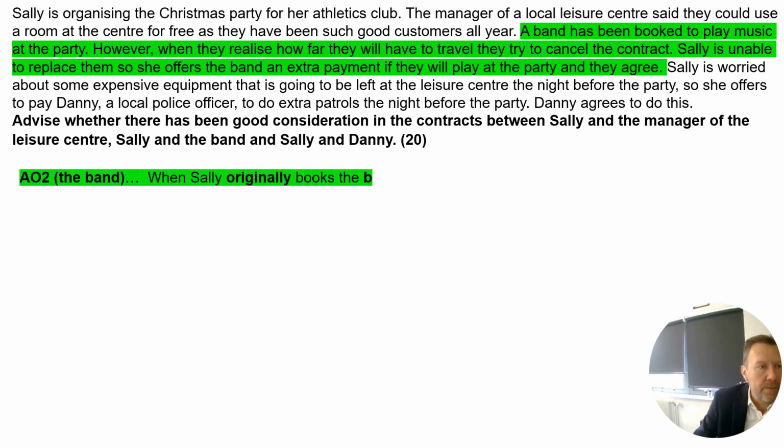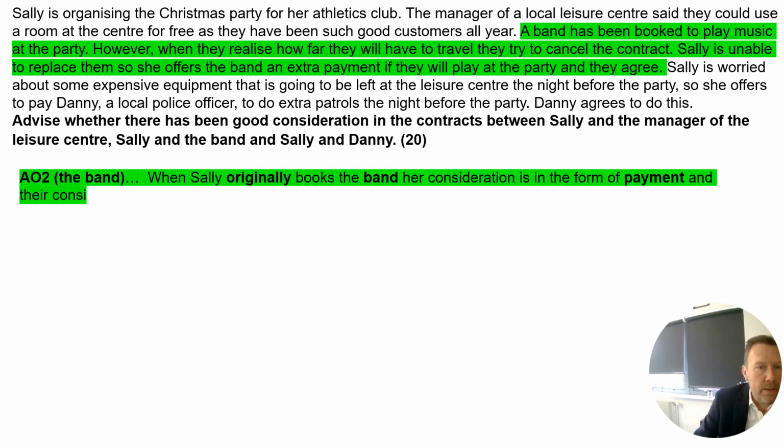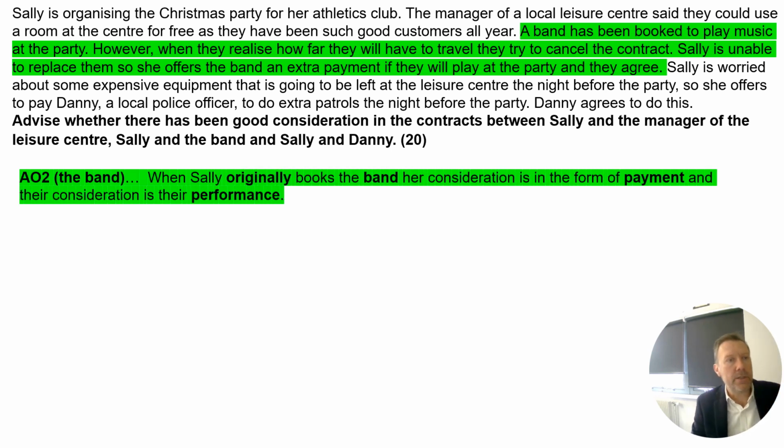And the first bit of AO2 for this section, as your answer continues, is that we originally begin with consideration from Sally in the form of payment or a promise of payment, and the band equally provide consideration with their promise of performance.